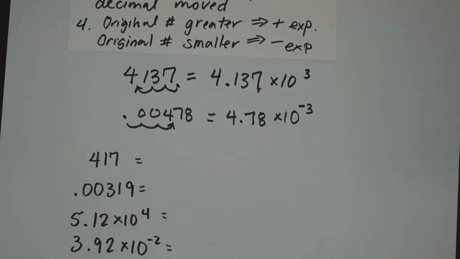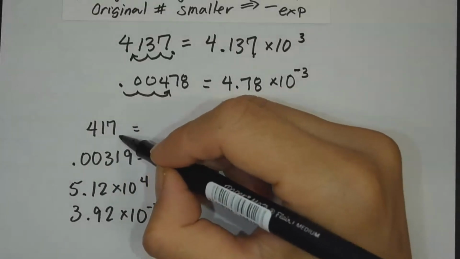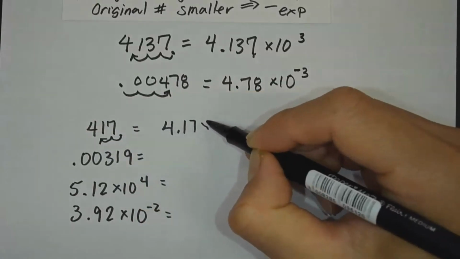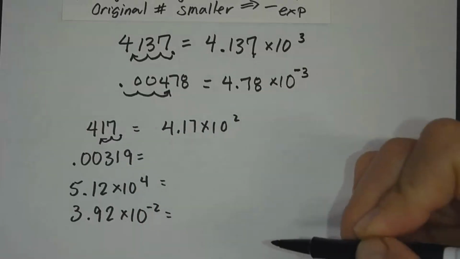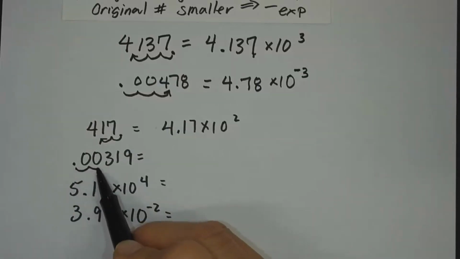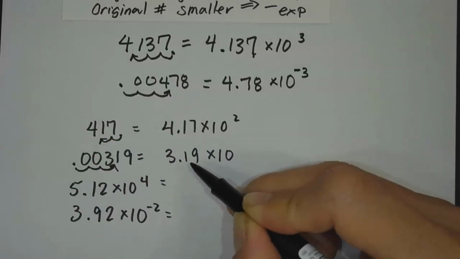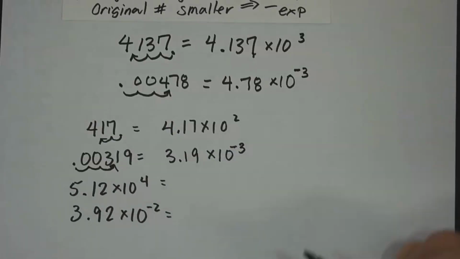All right, now let's take a look at a few more examples. So we're either going to go from standard notation to scientific notation or scientific notation to standard notation. Okay, so we got 417, that's standard notation. So I'm going to take this decimal, I'm going to move it to the left, 1, 2. So I know it's going to be 4.17 times 10 to the 2. Now, since the original number was greater, we're going to leave it as a positive number. Okay. Second problem here. We're going to move this decimal to the right, 1, 2, 3. So this is going to be 3.19 times 10 to the, since we moved it to the right 3 places, we're going to put 3. Original number is smaller, so we're going to put a negative there.